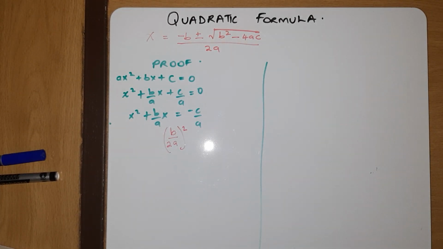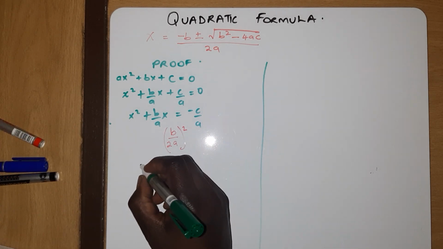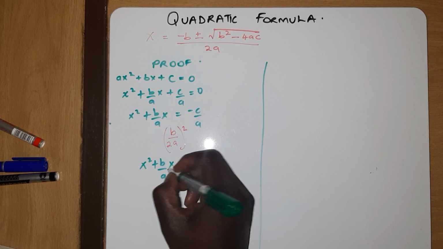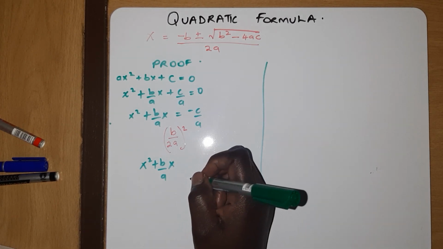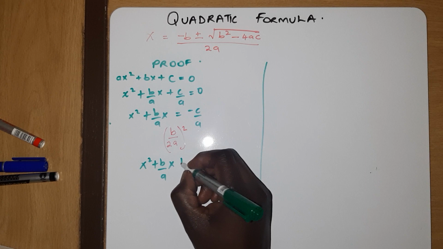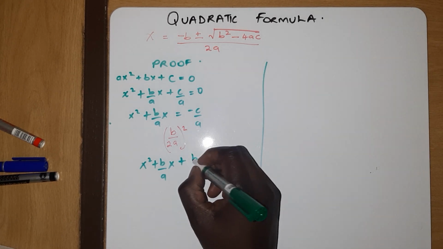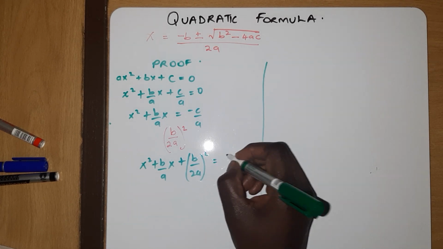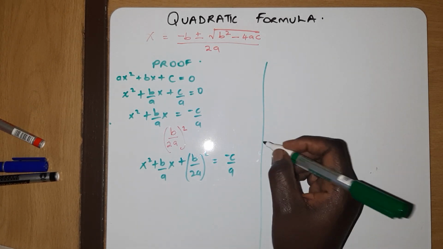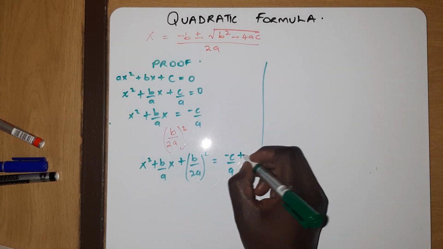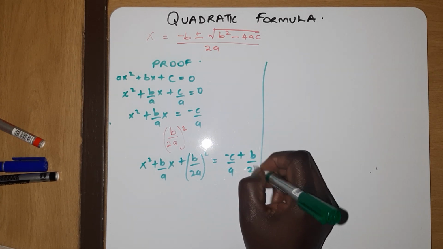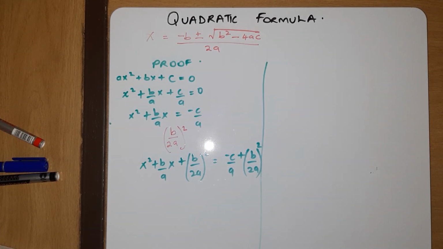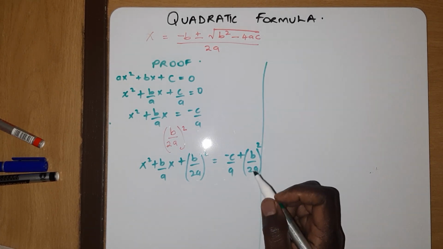Okay, so let's complete the square. x squared plus b over a x, plus b over 2a squared, equals minus c over a, and then we do the same this side, plus b over 2a squared. So simplify further.